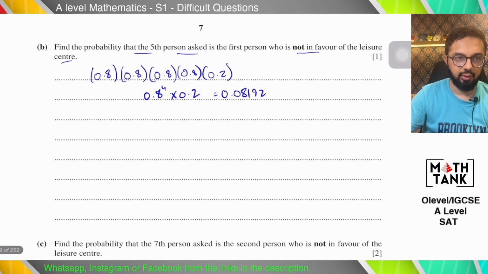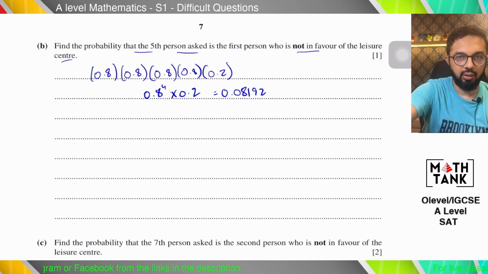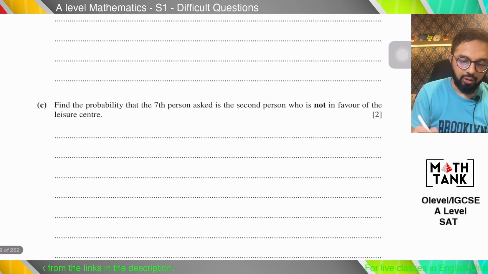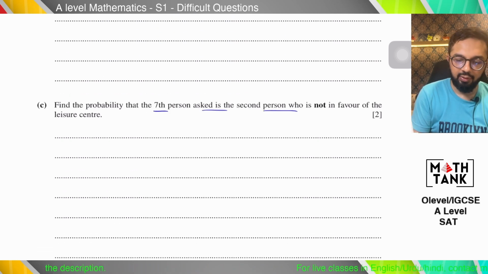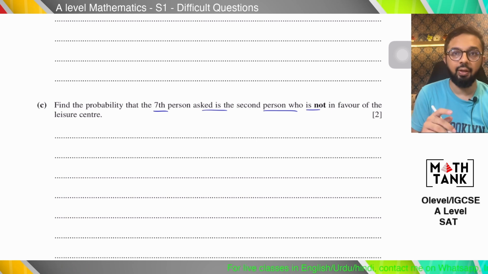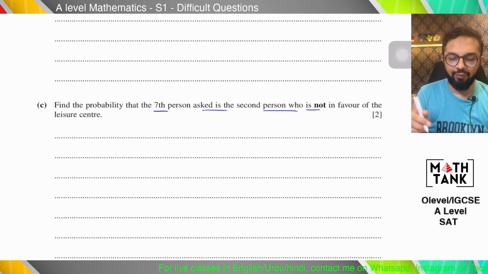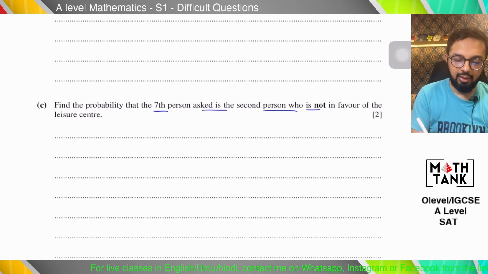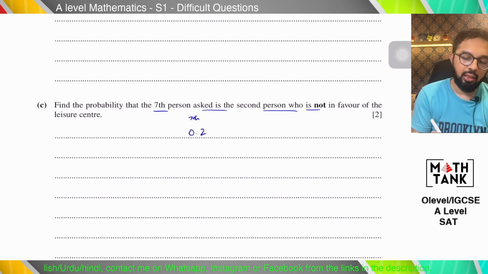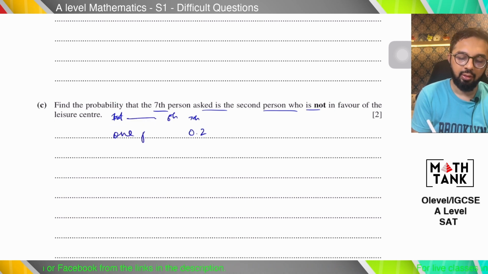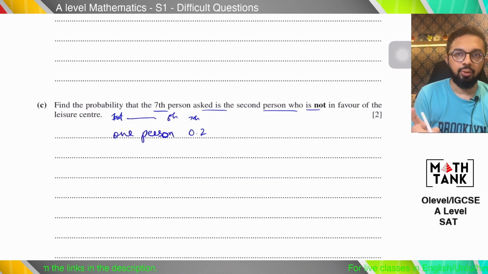0.206 and 0.08192. Find the probability that the seventh person asked is the second person who is not in favor. So there is one person not in favor in the first 6, and then the seventh person is not in favor. Okay, and in the first to sixth, there is one person. Now you can do it in two ways.